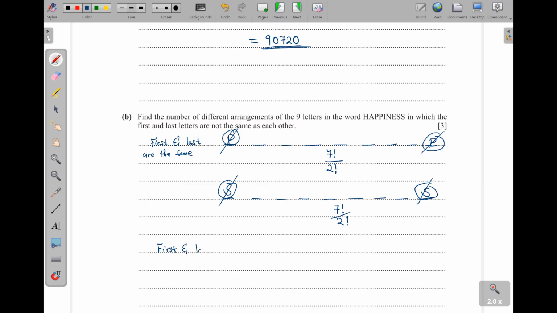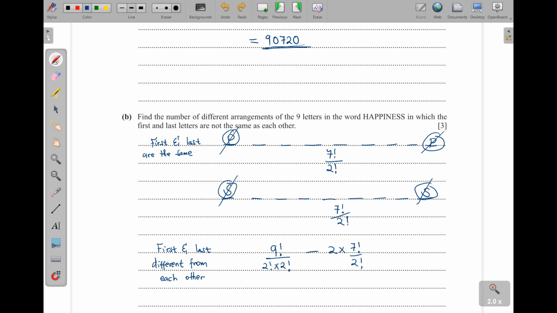Now that means that our number of different arrangements, when we have the first and last different from each other, I will just get the total, without any restriction, which we got as 9 factorial out of 2 factorial times 2 factorial in part A. And then we subtract these 2 scenarios that we have gotten here. So I'll just say 2 times 7 factorial over 2 factorial, right? Because there are 2 of them.